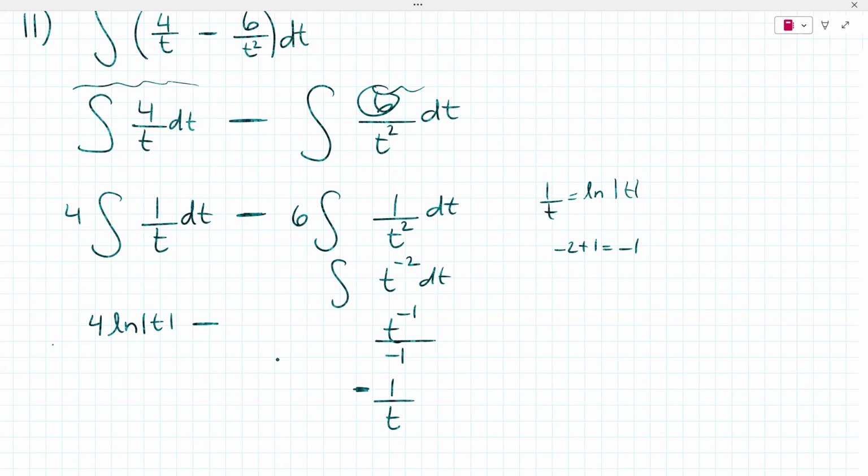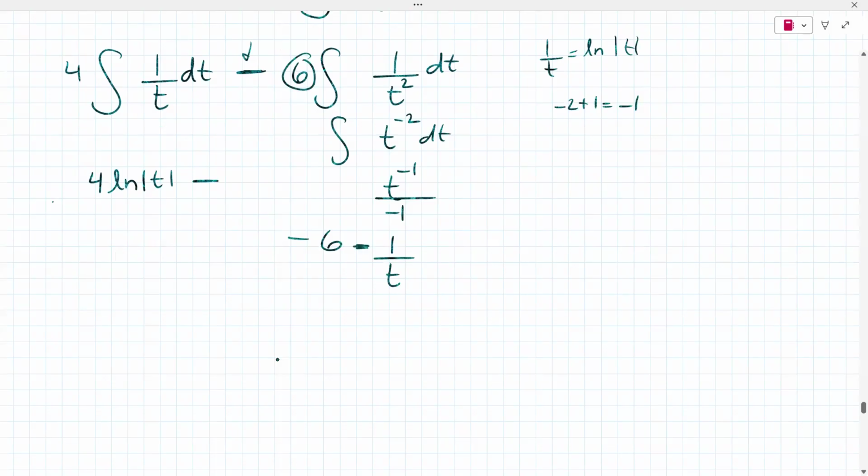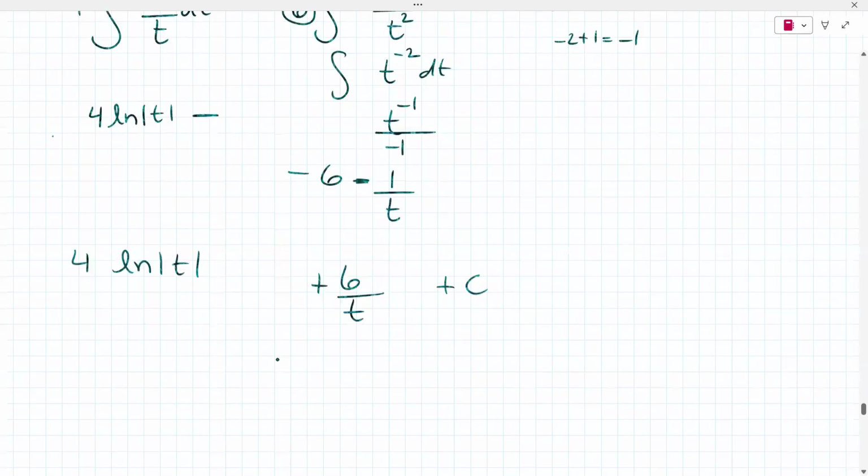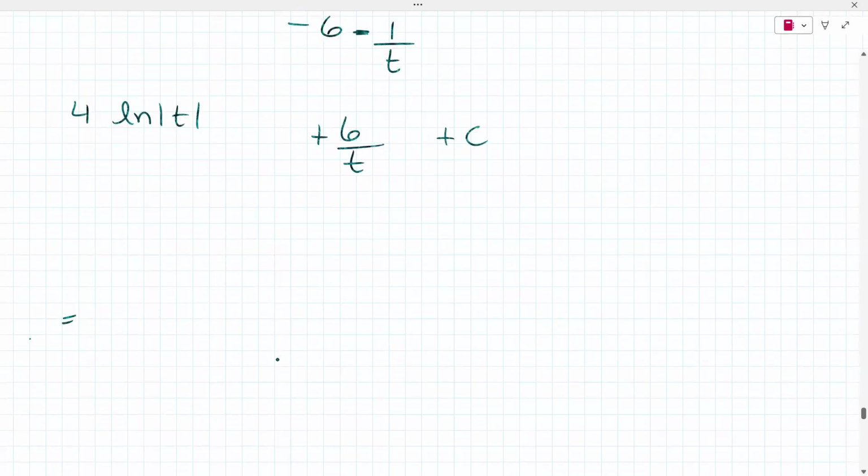Also, then you have this extra negative 6, right? Because we took out 6 here, and then we have this minus. So a negative and a negative is positive, so it's positive 6 over t. And then you have 4 ln of absolute value t, right? And because we have no boundaries, it's just plus c. So your final answer is just 4 ln of absolute value t plus 6 over t plus c.